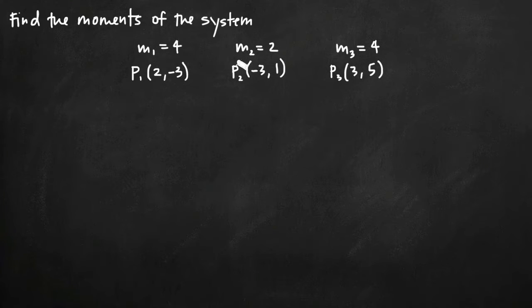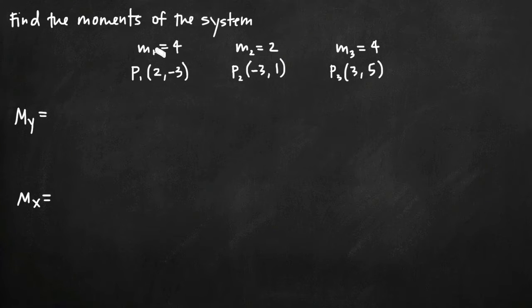So your moments are going to be defined as m sub y and m sub x. That's how you'll see them written. And so the moment here, m sub y, we're also going to need to find m sub x. These are the two moments of the system. And basically the way you want to think about this, when you're finding m sub y, you're going to be multiplying the mass of each object by the distance that the object is away from the y-axis. That's the way I like to think of it, because we're finding m sub y. You want to multiply it by the distance the object is away from the y-axis.